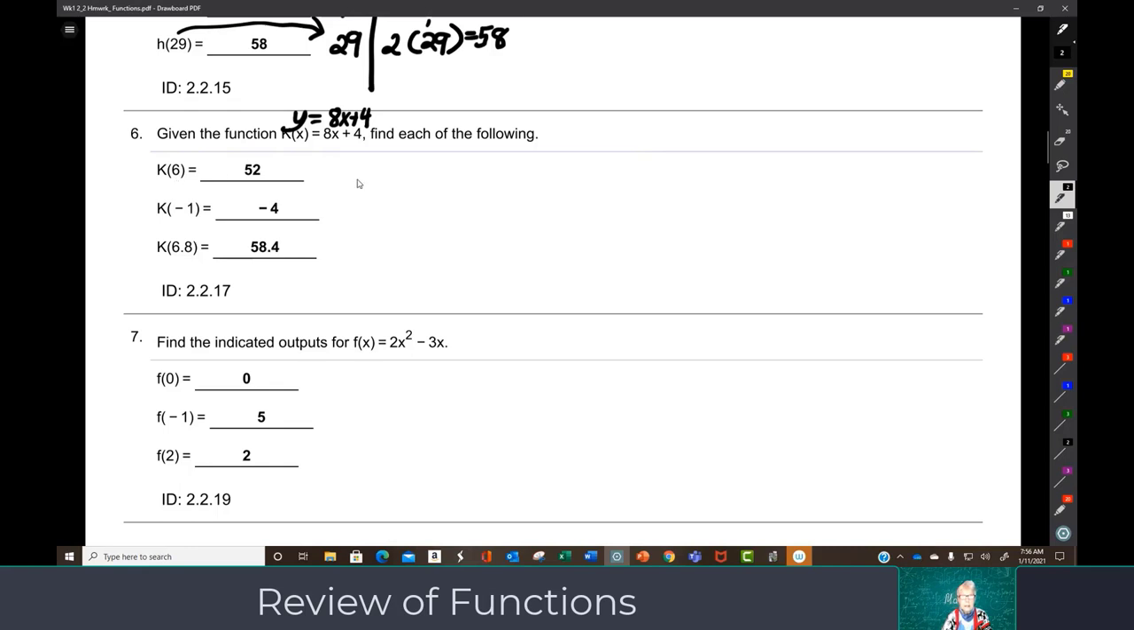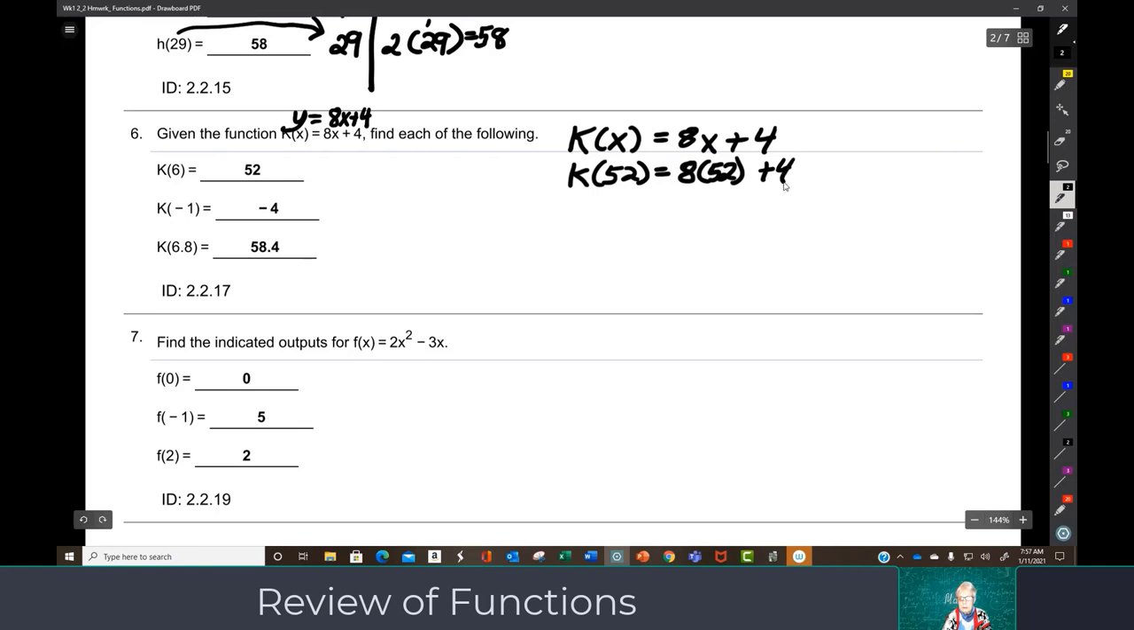Okay, let's look at how they got their answers. I'm going to come over here and do it. Let me erase that. If I have k of x, which is really just y, k of x equals 8x plus 4. Now, k of 52 equals 8 times 52. Notice it goes where the x is, plus 4. And K of, it's not 52, that's the answer. But if 52 had been in the parentheses, that's what we'd have.